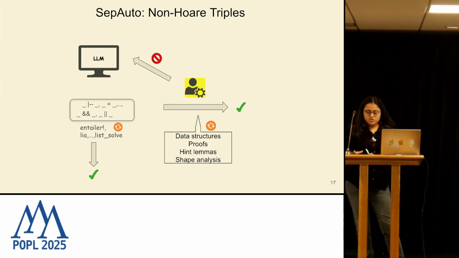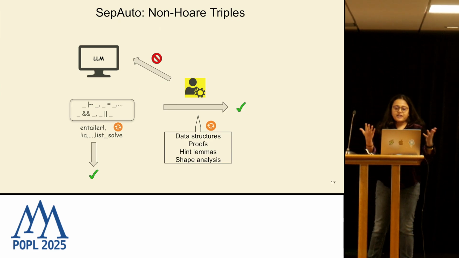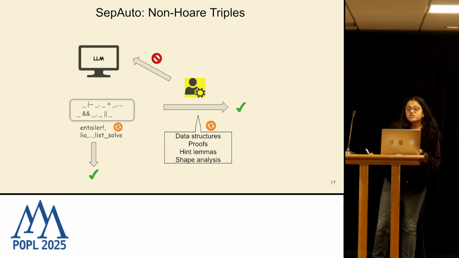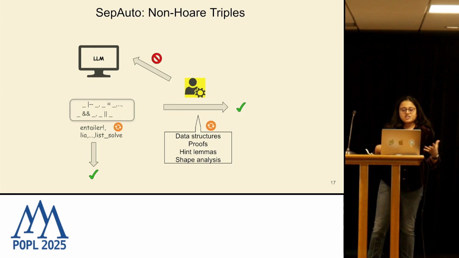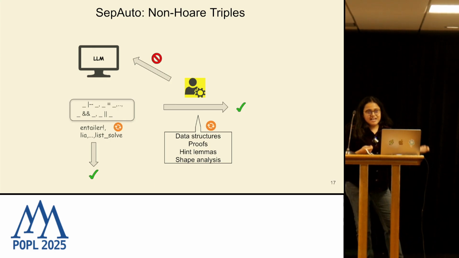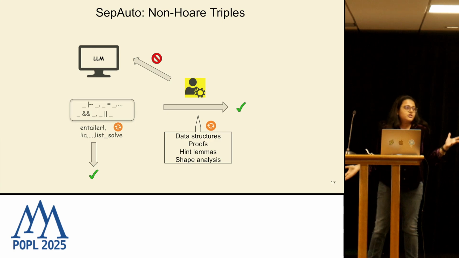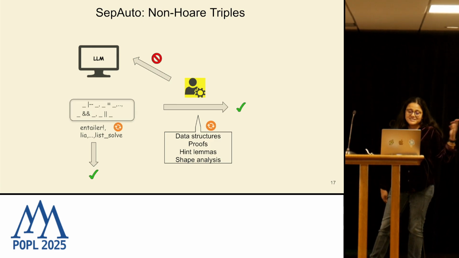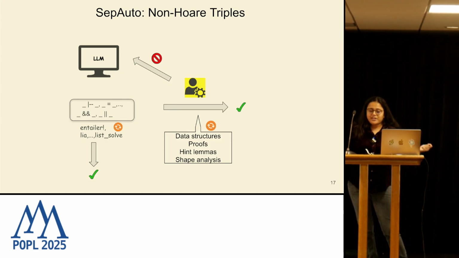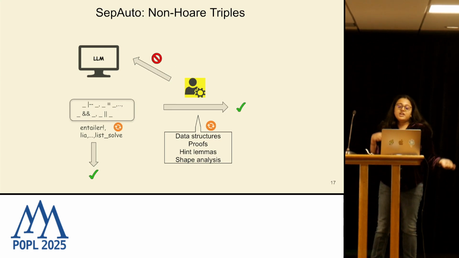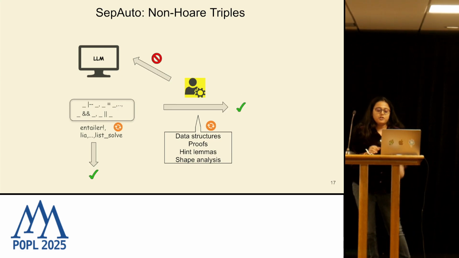So for non-Hoare triples as well, we perform a similar kind of automation structure. It looks at the shape of the goal. It can be an entailment, inequality, et cetera, and it would fire the respective tactics. So VST is already equipped with a rich set of tactics like entailer for entailment, LIA, list solve, et cetera. If it's discharging the proof, well and good. Otherwise, it looks at its hint lemmas, tries to discharge the goal. If it can't, then again, the user is involved.